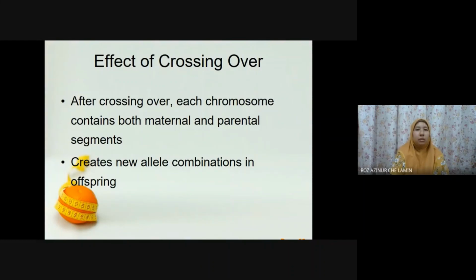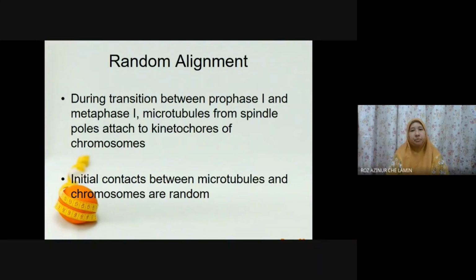Effect of the crossing over. After crossing over, each chromosome contains both maternal and paternal segments, which create new allele combinations in the offspring. Random alignment can also contribute to the variety of the offspring.